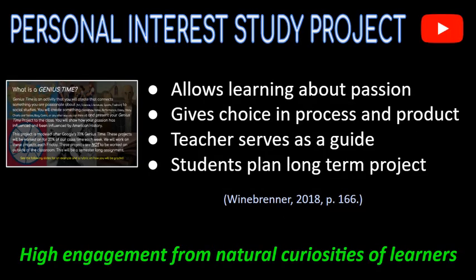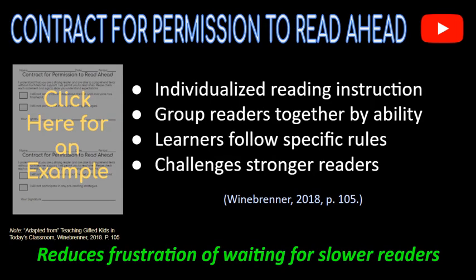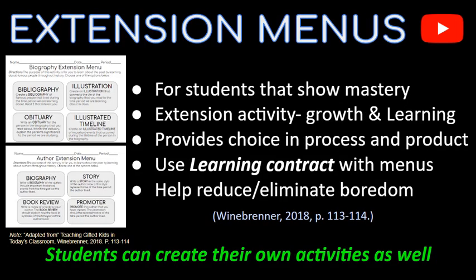Next, the personal interest study project. This provides learners with choice in content of what they're learning about and also in process, and then also what they're going to create to show their learning. The contract for permission to read ahead. This, again, part of differentiation, individualization. Some students are good at reading and they can read ahead, and that will explain that. Extension menus offer students choice in reading, and this can also be used in many different content areas.